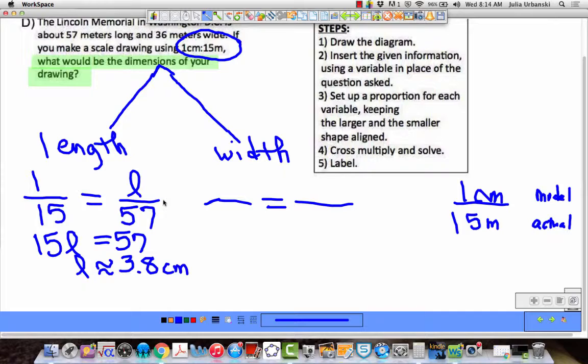Okay, you take a second, and you try to set up the one for the width. The scale factor is still the same. The drawing, the smaller one, is 1 centimeter. The bigger one, the actual, is 15. Now you figure out the problem for the width. Read about what the width is given in the problem and where does that go.